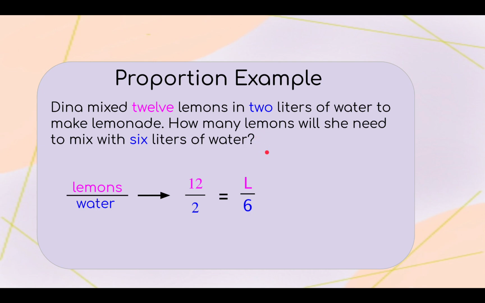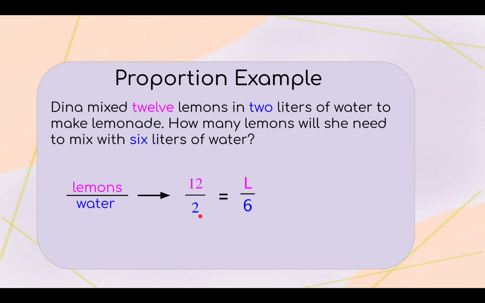So now the next thing I'm going to do is look at the fraction that is completed, meaning that I have a known numerator and a known denominator. So that would be the left side of my equation, which is 12 divided by 2. Next, I am going to look at my numerator and my denominator to see which one has both known numbers. And as you guys can see, my denominator has both known numbers. So I will be working off of my denominators first.